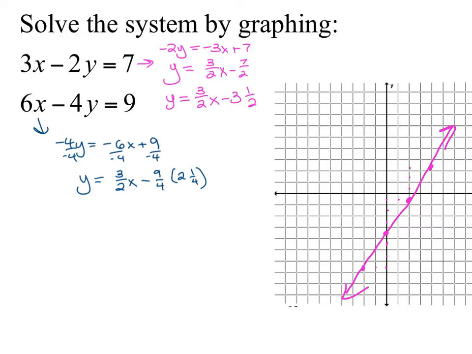And then the second one is 3 halves x minus 2 and 1 fourth. So I'm going to start at 2 and 1 fourth. 1, 2, 3 over 2. Again, 1, 2, 3 over 2, and once more, 1, 2, 3 over 2.